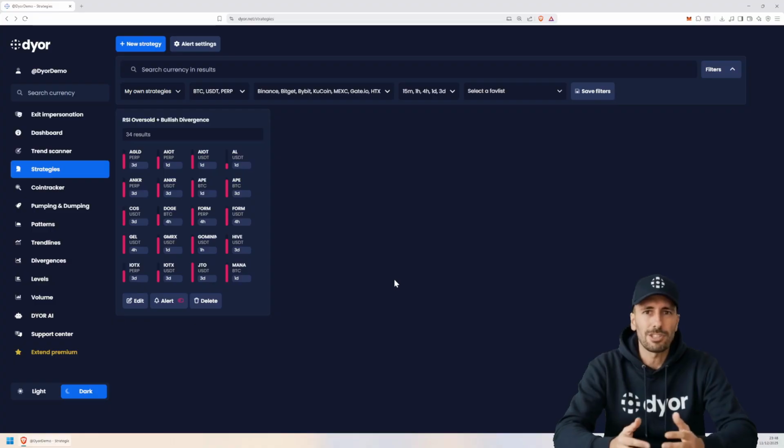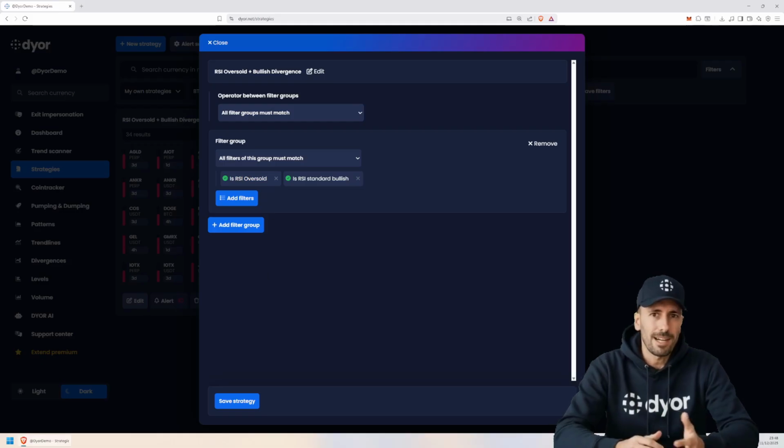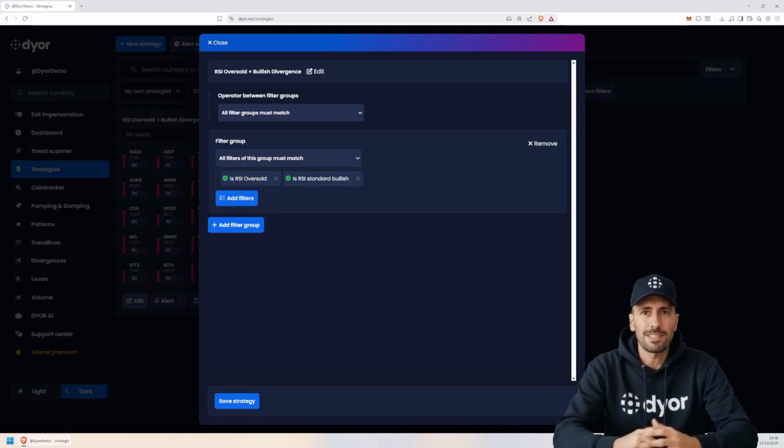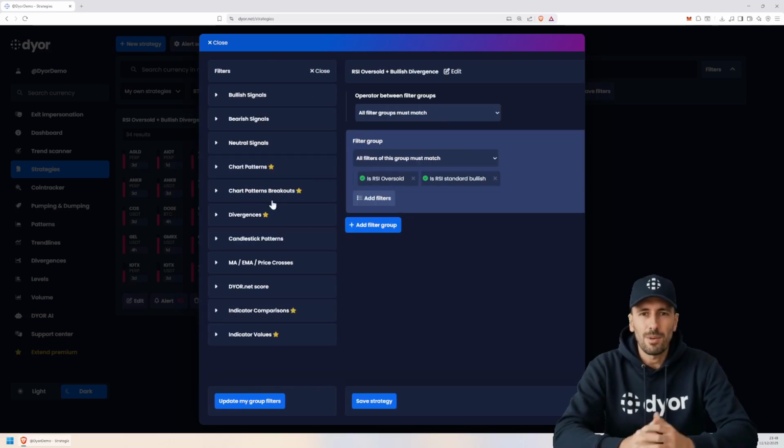Here is our strategy. I'll click the Edit button to open up the strategy maker. We can see our strategy with the two active filters: is RSI oversold and is RSI standard bullish divergence. Let's review all the filters currently at our disposal. Note, if new filters have appeared since this video was published, don't worry, I will cover them in a future update. I'll click on Add Filters and the filter panel opens up.